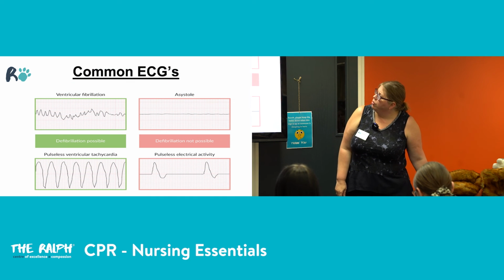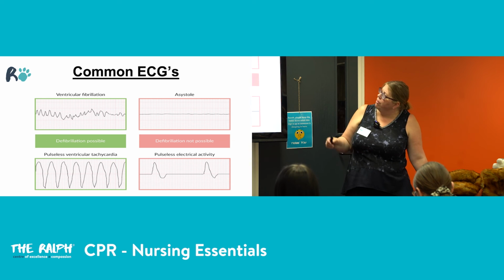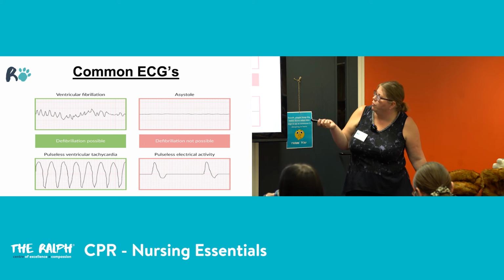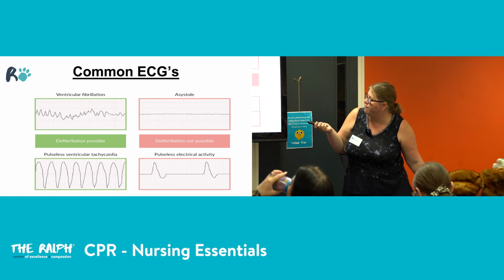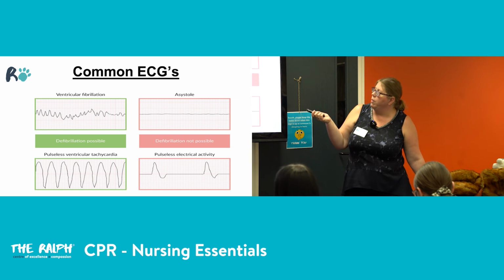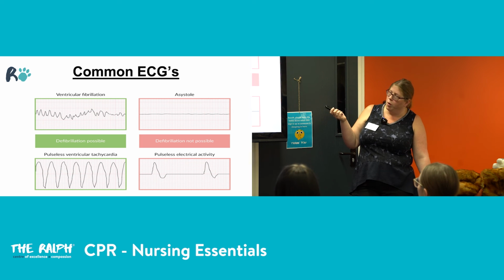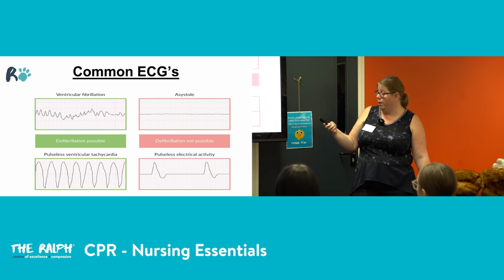Common ECGs. So the ones on the left-hand side, you've got ventricular fibrillation and pulseless ventricular tachycardia. With these, defib is possible. On the right-hand side, if we see either of these two, asystole or PEA, defibrillation is not possible. It just won't work, so there's no point doing it.